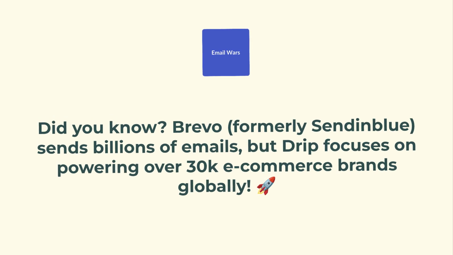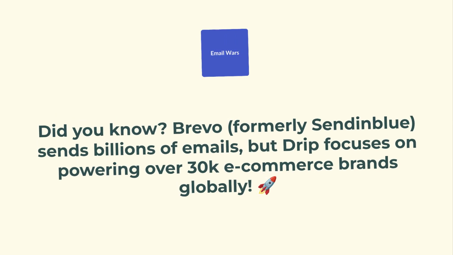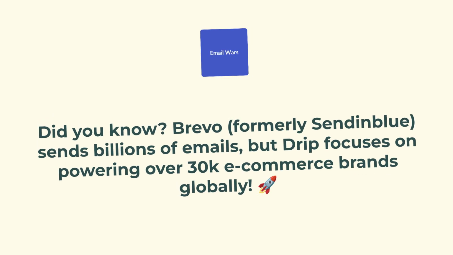Oh, and here's something cool before we wrap up. Brevo, which some of you might remember as Sendinblue, is sending billions of emails worldwide. Meanwhile, Drip is powering over 30,000 e-commerce brands globally. That's kind of wild, right?